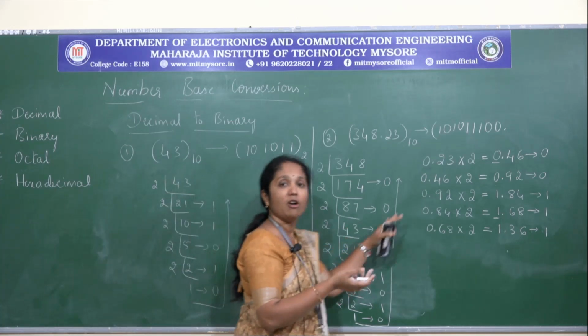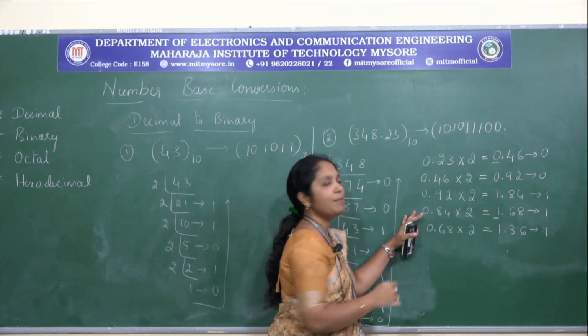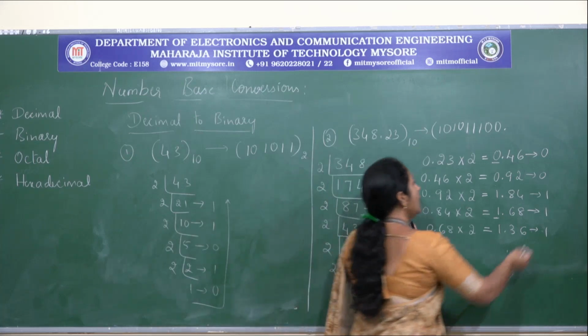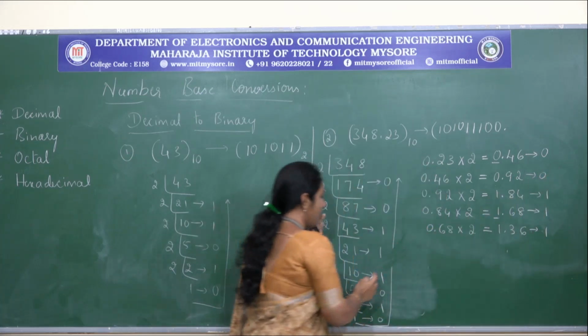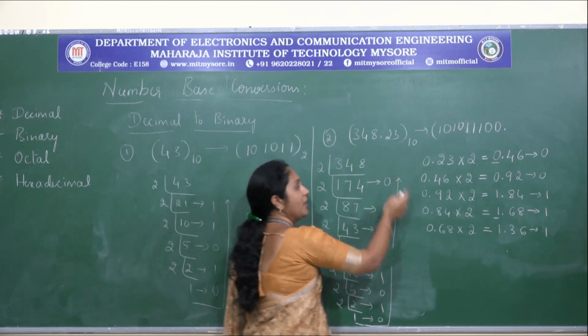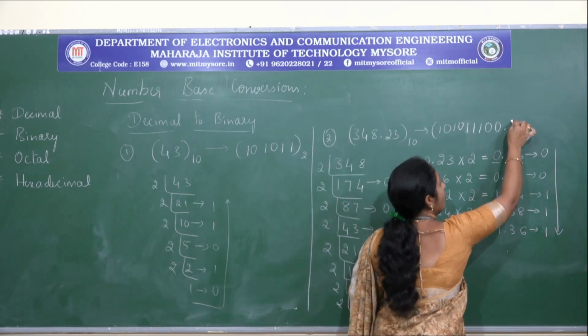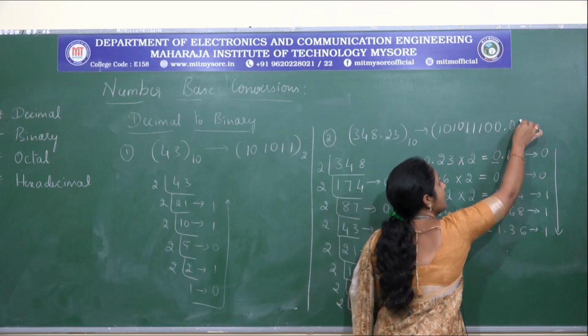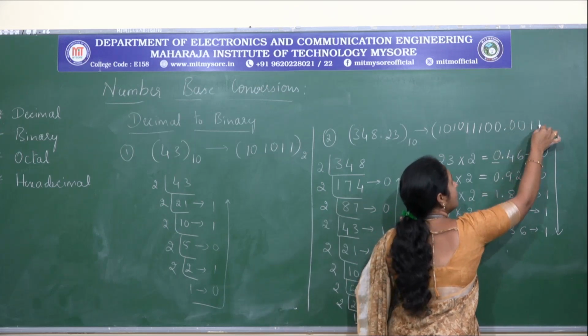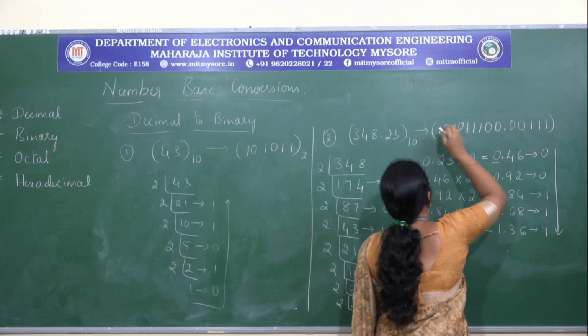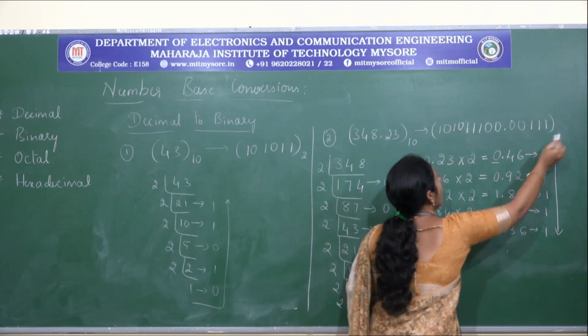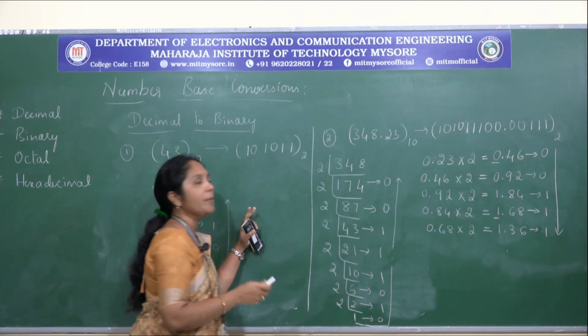Now how to read or represent the fractional part in binary is very important. For the integer part we read from bottom to top. In this case we need to read from top to bottom. Therefore, all of you observe. How to write? 0 0 1 1 1. So this is the binary equivalent of the given decimal fraction.